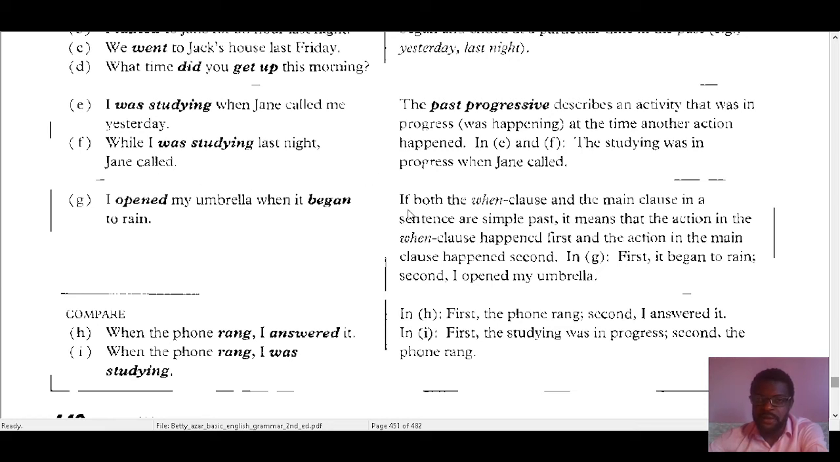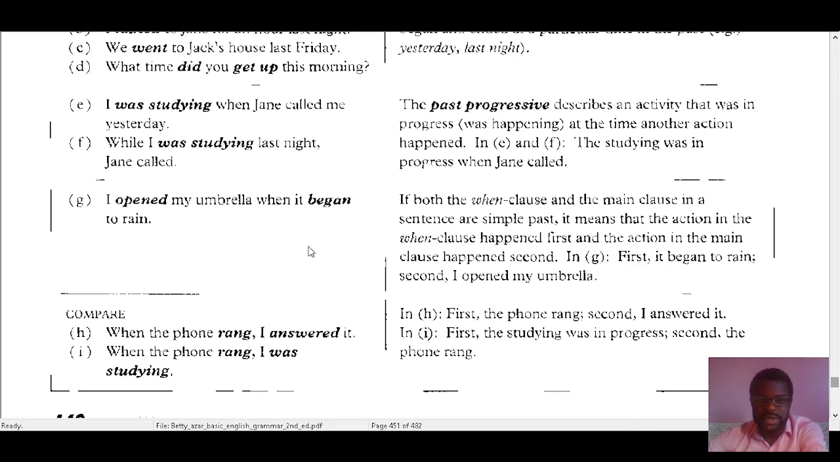But in some cases, the first action is simple past and the second action also is simple past. And that happens when we use the when clause. That is why it is called the when clause. And the main clause is the main activity that is going on when something else happens. A clause is not a complete sentence, but it has a verb in it and a subject in it. So the two clauses come together to make a complete sentence that has a thought in it.